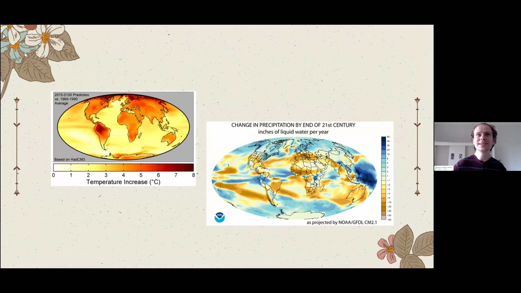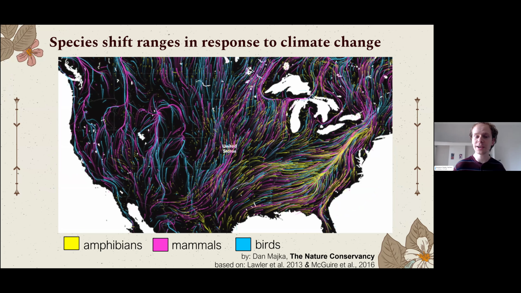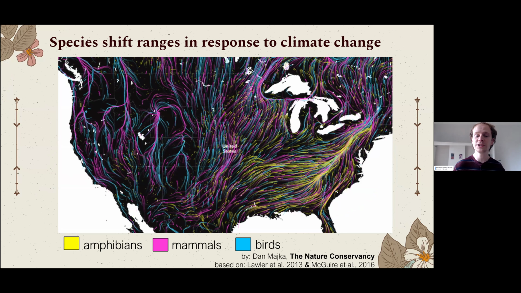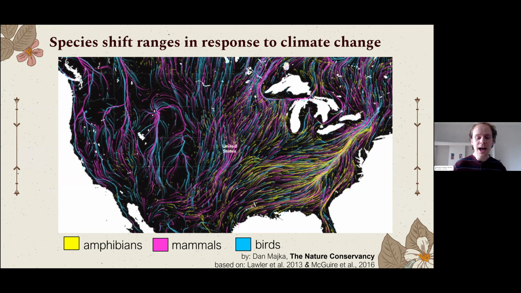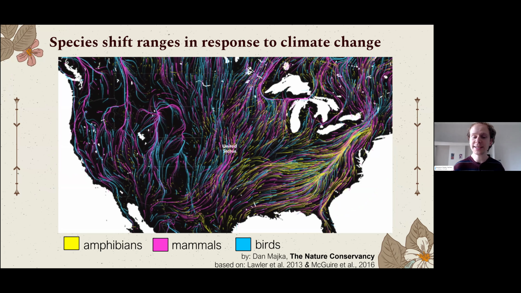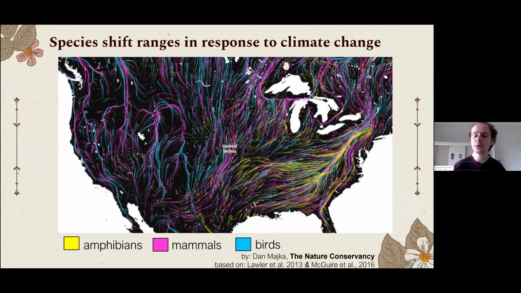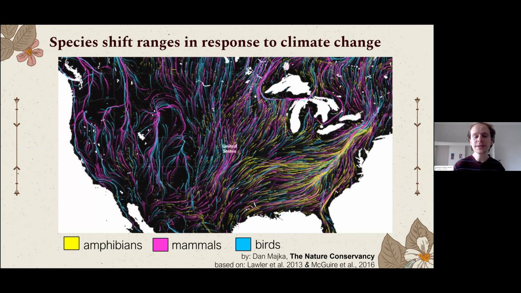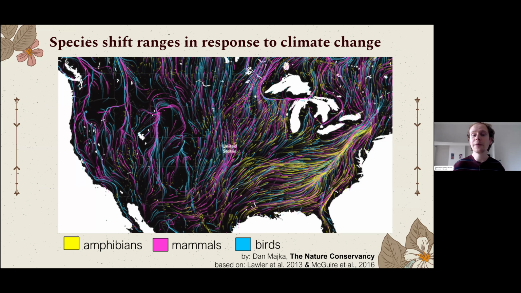The complex spatial dynamics of climate change on Earth lead to similarly complex dynamics in the biosphere, and in particular, how species might shift their ranges in response to climate change. This map shows a hypothesis as to where species might go as our climate continues to warm in the United States. We see amphibians in yellow, mammals in pink, and birds in blue. Although you can see the general trend towards the north in the areas of warmer climates, we do see a lot of variation in where species might be going to flee from maybe more inhospitable areas.